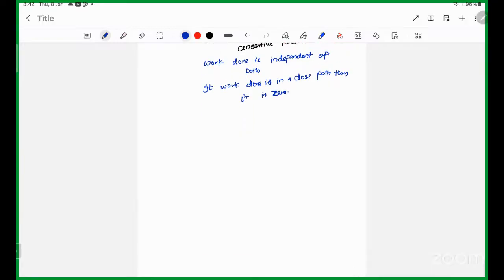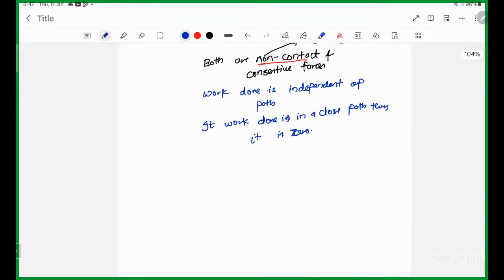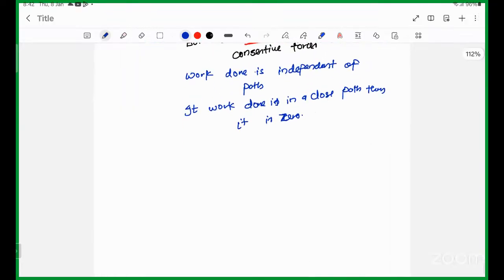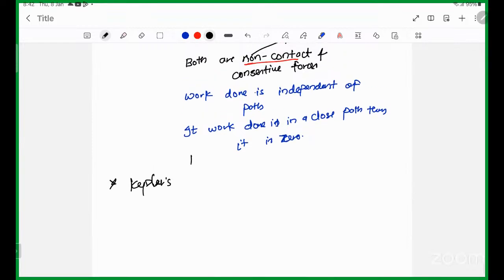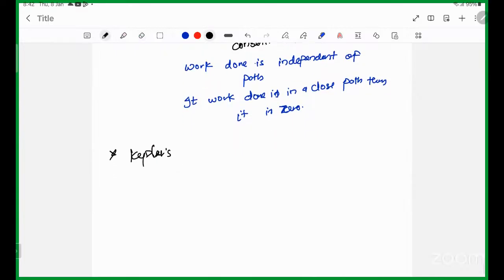So now we will discuss the other law, that is Kepler's law. In Kepler's law, sometimes we find one question regarding it. All the laws will be there, and you have to distinguish the different ones. These are Kepler's planetary laws.